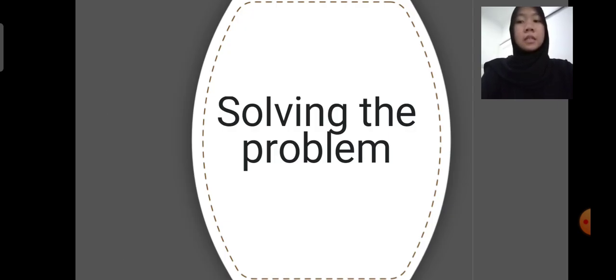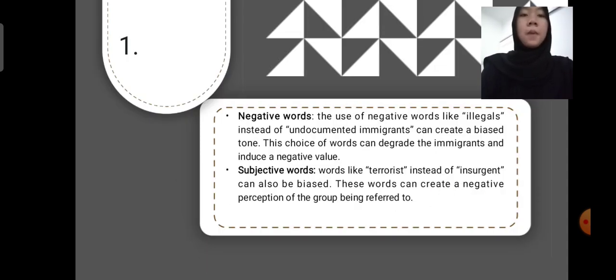So, to solve this problem, to identify bias in news reporting, Mr. Thompson should focus on the following linguistic features. The first feature is about negative words and subjective words. The use of negative words like "illegals" instead of "undocumented immigrants" can create a biased tone. This choice of words can degrade the immigrants and induce a negative value.